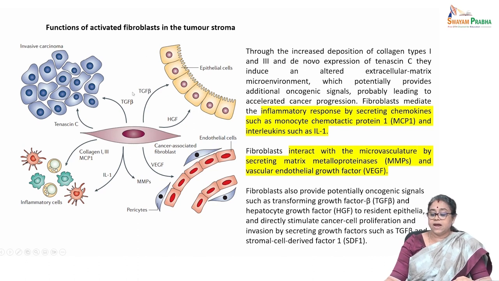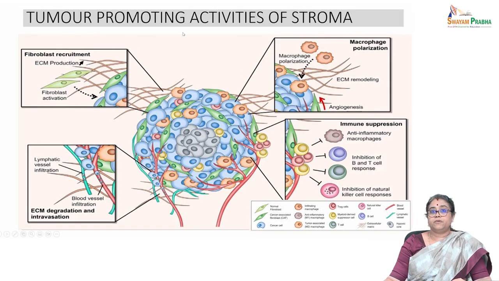The fibroblasts interact with the microvasculature by secreting the matrix metalloproteinases and the vascular endothelial growth factor. Fibroblasts also provide potentially oncogenic signals such as TGF-beta, a very important pro-tumorigenic growth factor, and the hepatocyte growth factor to the resident epithelia here, which can directly stimulate the cancer cell proliferation and invasion, secreting growth factors such as TGF-beta and stromal cell derived factor SDF1. So, if you see here, the tumor promoting activities of stroma are multidimensional.